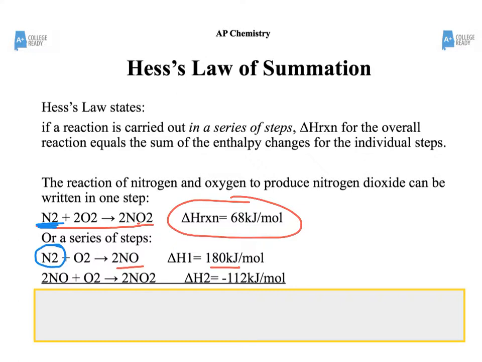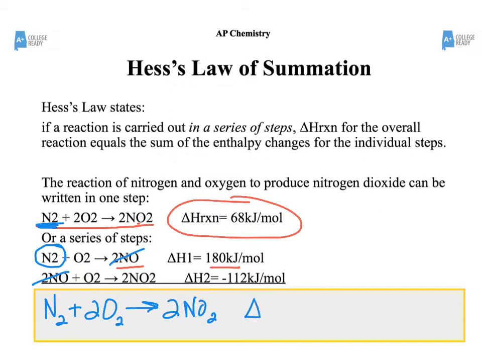The nitrogen monoxide becomes a reactant, and it reacts with some oxygen to make two nitrogen dioxides. So essentially what happens is the two nitrogen monoxides made in the first step and then used in the second step disappear, they cancel out, and you end up with an overall reaction when you add the two together of nitrogen plus two oxygens giving us two nitrogen dioxides. And that matches our overall reaction.